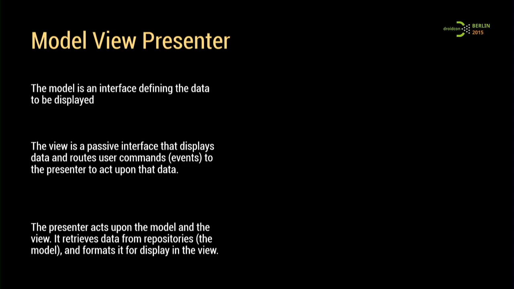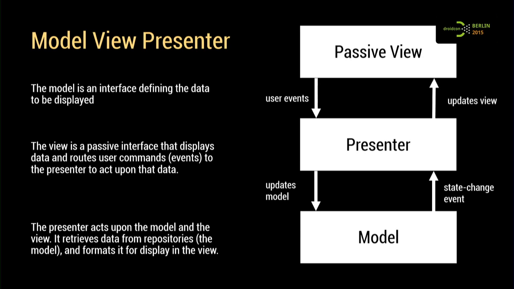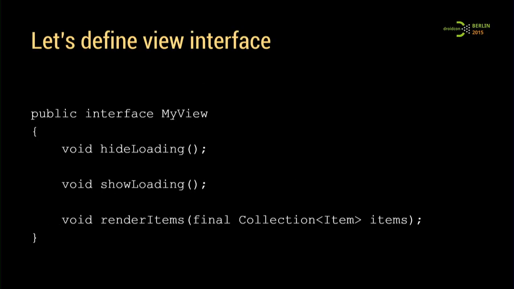So when we have this passive view and the user clicks, we send this event to the presenter. And the presenter will do something with this event and, for example, update the model. However, when the model raises the state change event, the presenter will know about this and will update the view. So this is quite an easy example, and we can check how we can implement this on Android.